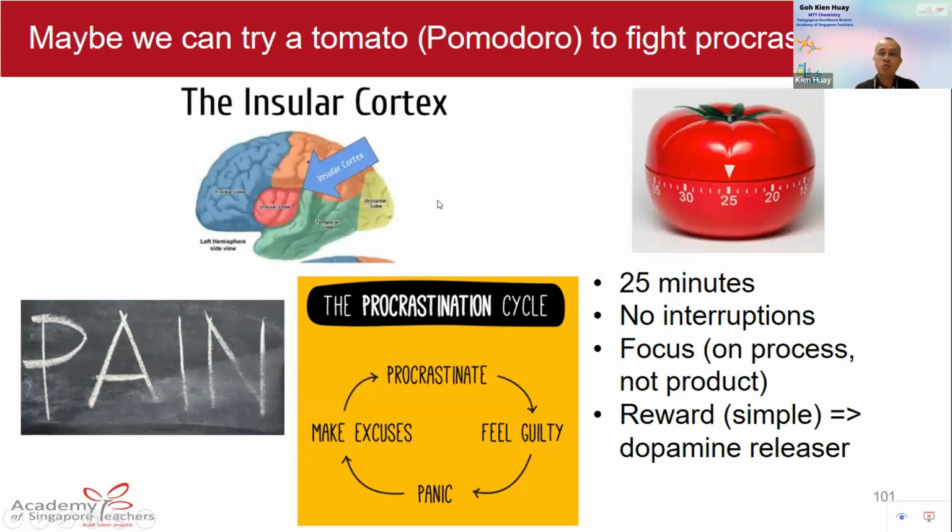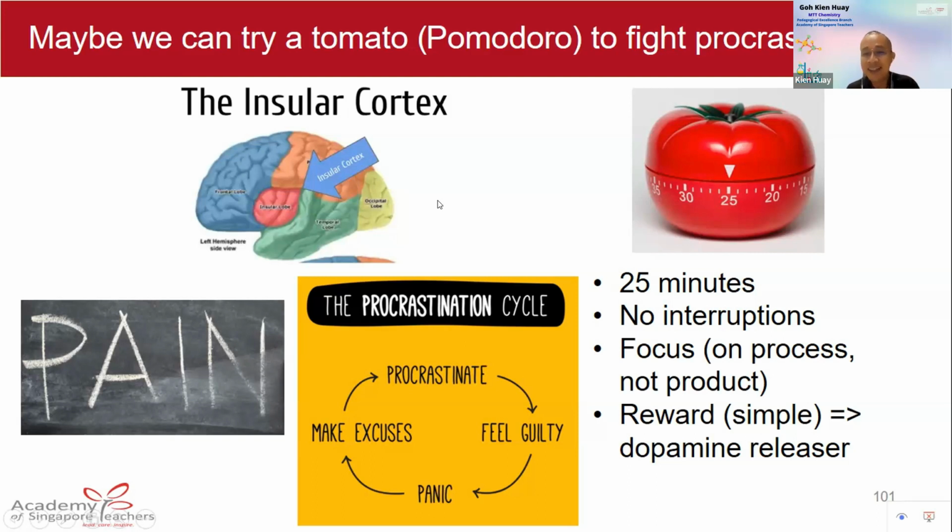How? We can use what we call the Pomodoro method. There's nothing magical about 25 minutes, but researchers have found this 25 minutes seems to be quite magical. So basically, we get our students to stay in a focus mode for 25 minutes. In the 25 minutes, we tell them maybe put your phone to flight mode, put the handphone away, total no interruptions. And then at the end of 25 minutes, you may give yourself a simple reward by maybe going for a walk or having a favorite beverage.